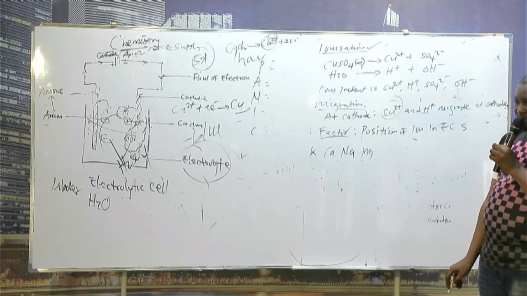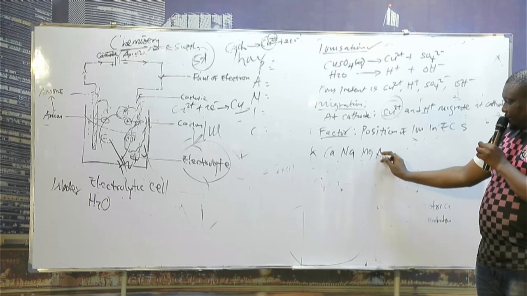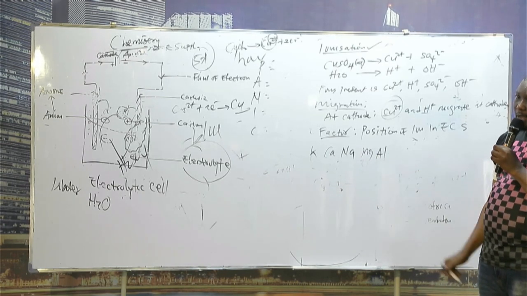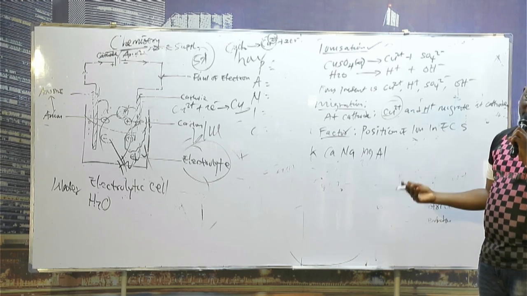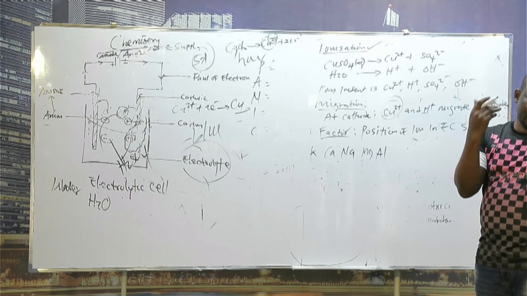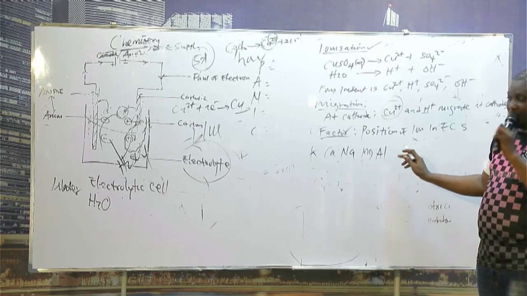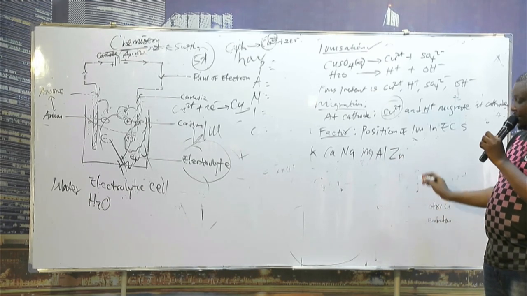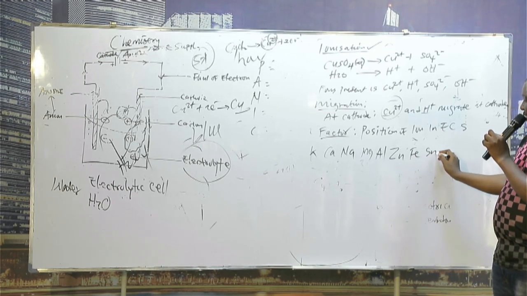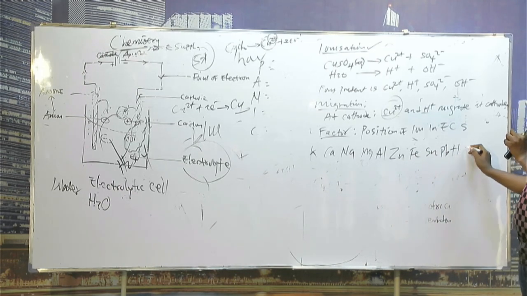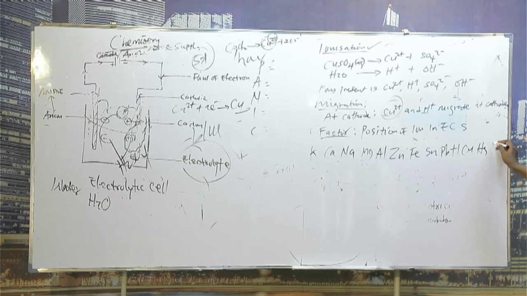What next is what? Aluminium. Next is what? Carbon is supposed to be there, but if I put carbon now, it will raise eyebrows. Since you don't want to learn new things, let me continue the one you know. You say, please help me with your analysis. Here is what? Zinc, iron, tin, lead, hydrogen, copper, mercury, silver, and gold.